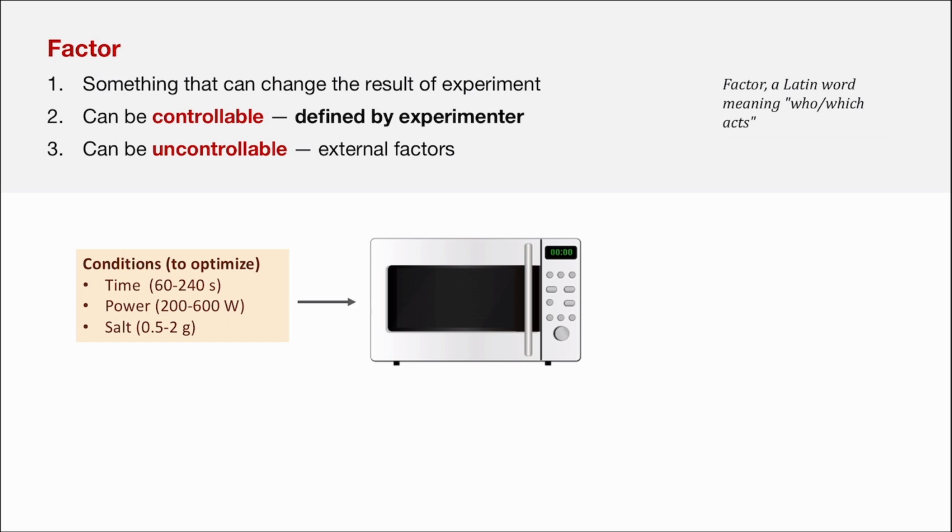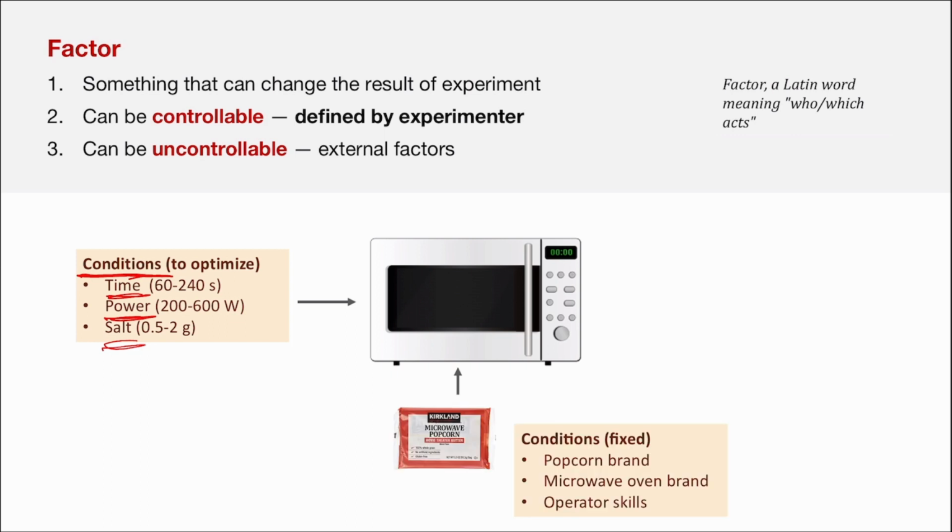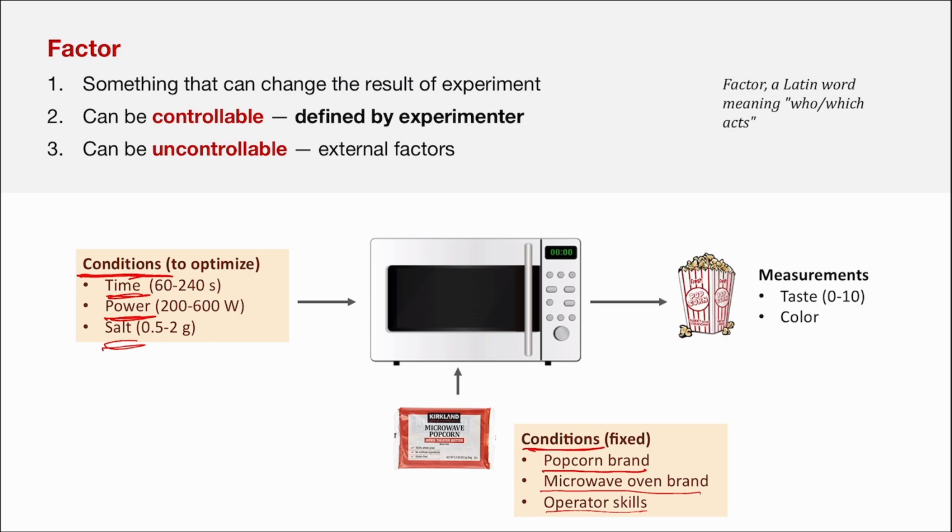So first of all, you have some conditions which you can change, and they possibly can indeed influence the quality of the popcorn. For example, time, power, and then how much salt you add, right? Then you can also have some conditions which potentially can influence, but for example, you don't want to change them. For example, popcorn brand, you use the same brand, the brand of microwave oven, and then, for example, operator skills, right? Then finally, you have the outcome.